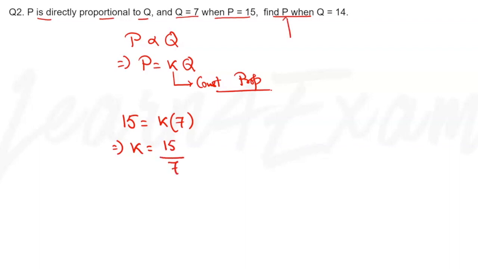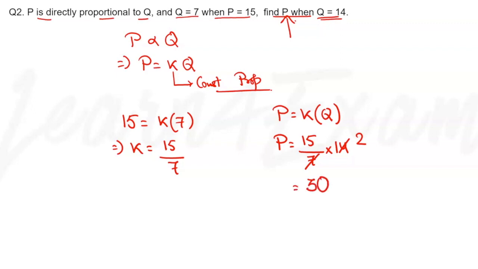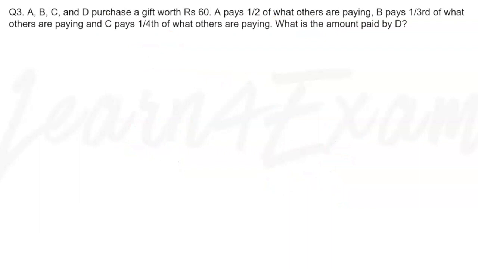We need to find out the value of P when Q is equal to 14, right? So we know that P is equal to K into Q. We know that Q is equal to 14, so P would be equal to K, that is 15 by 7 into Q, that is 14. Cancel off 7 and 14, that is 2, and you get the answer as 30. So the value of P when Q is equal to 14 is equal to 30. Right, let's move on to the next question.